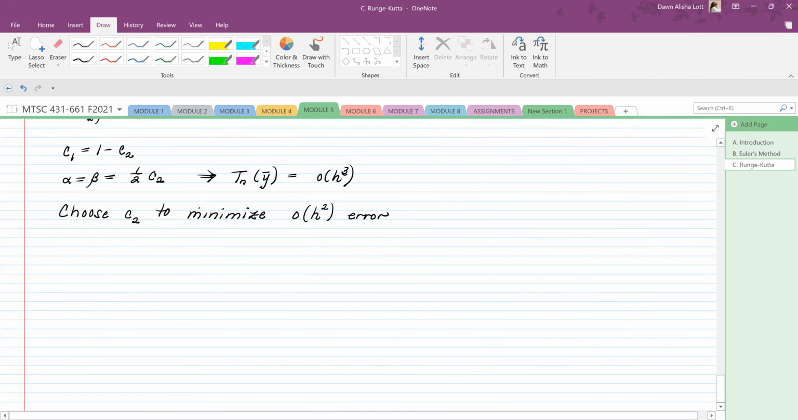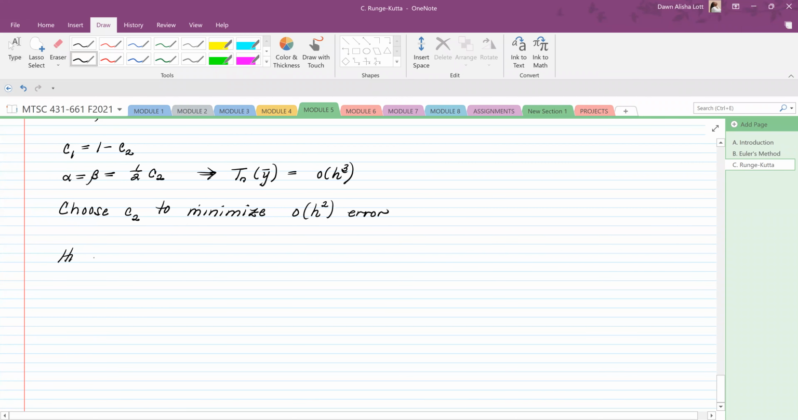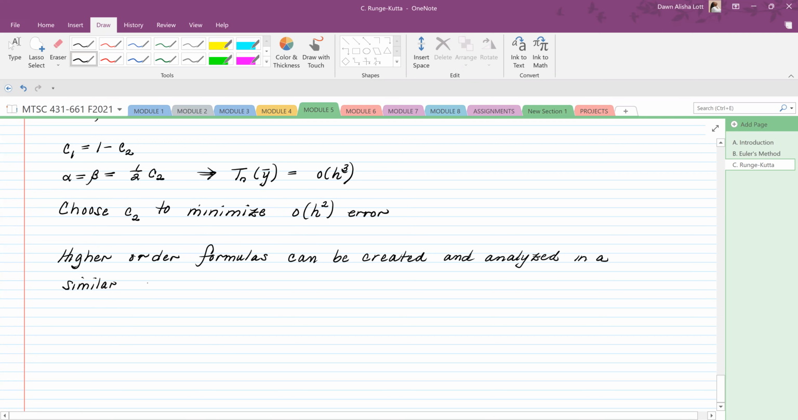All right, higher order formulas can be created and analyzed in a similar manner. But the algebra is very complicated.